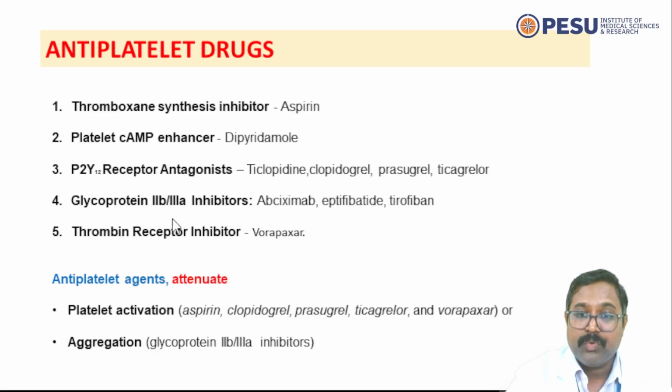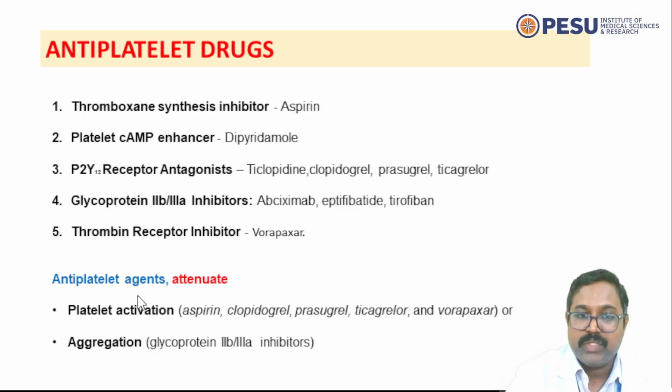And we have the glycoprotein 2B3A inhibitors like abciximab, eptifibatide and tirofiban. And we have a newer drug, that is a thrombin receptor inhibitor, that is vorapaxar. So these are the antiplatelet drugs. One of the most commonly used antiplatelet drugs is aspirin.